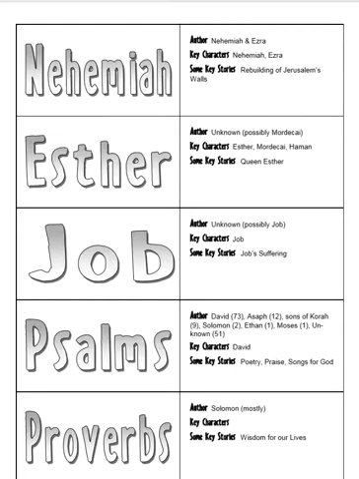Psalms. David wrote 73 of them. Asaph wrote 12. The sons of Korah wrote 9. Solomon wrote 2. Ethan wrote 1. Moses wrote 1. And 51 of them were written by unknown authors. The key character is David. Some key stories are poetry, praise, songs for God.